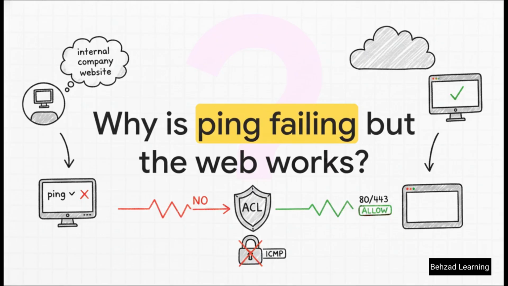Listen, this is incredibly common. End-user web traffic might be working perfectly while your ping or traceroute commands fail. Why? Because an access control list somewhere in the path is specifically configured to permit TCP port 80 or 443 for web traffic, but it is implicitly or explicitly denying ICMP traffic, which, as you know, is the protocol that ping actually uses. The network isn't down at all. The ACL is just doing exactly what we told it to do.